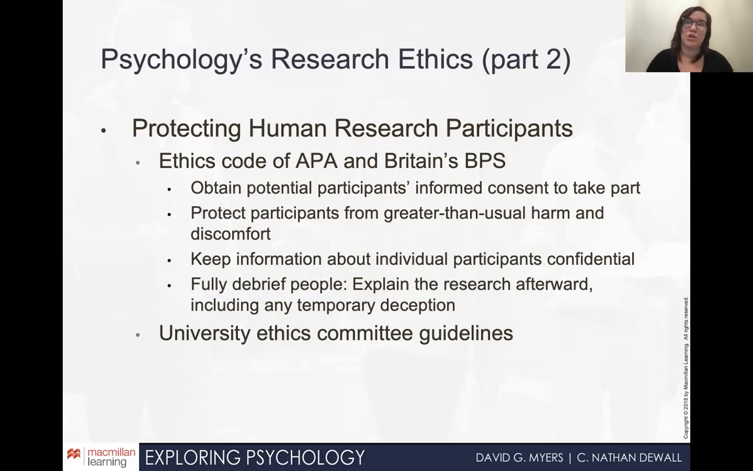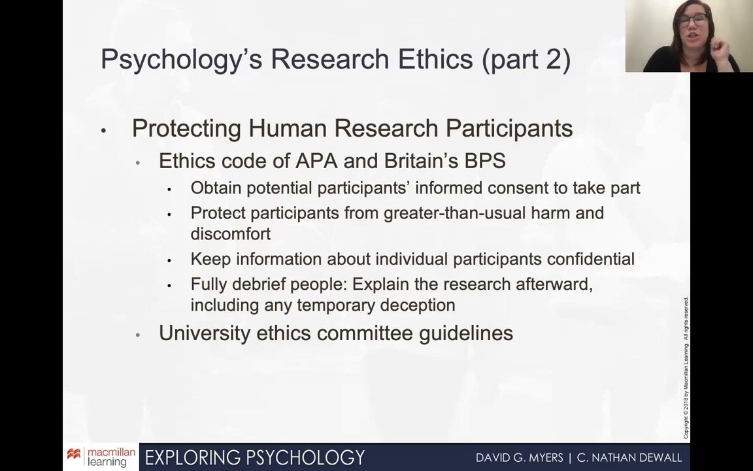So making sure that participants know what is happening in the study. And then even if they, at the very beginning, don't know exactly what's happening, they're fully debriefed at the end, where they know exactly what was going to be happening or what their data is going to be used for.